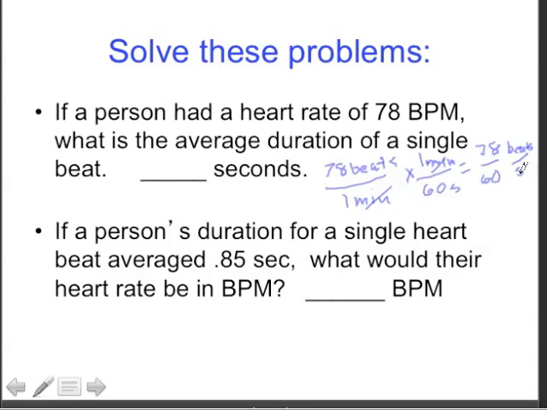But we don't want beats per second, we want seconds per beat. So what we have to do is flip this number upside down and you get 60 over 78 seconds per beat. And that, if you do the math, works out to 0.77.